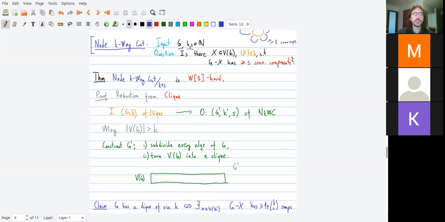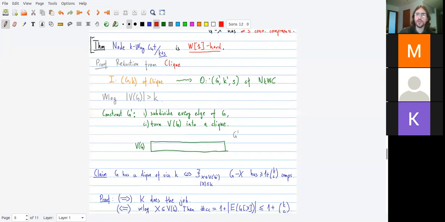So now we will show that this problem, parameterized by k plus s, is actually W[1]-hard. Yeah, so it's probably not FPT. And this will be a reduction from clique. It will not be multicolored clique. It will be just the normal clique problem.